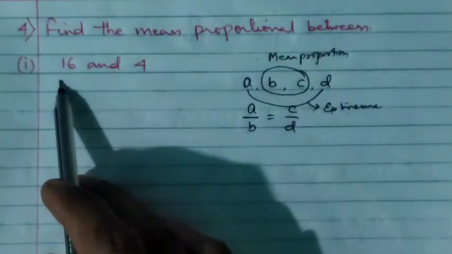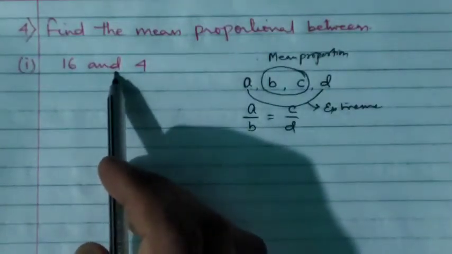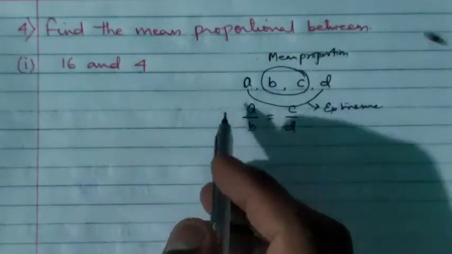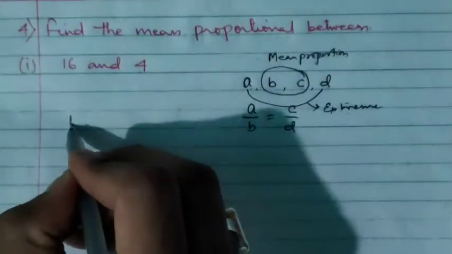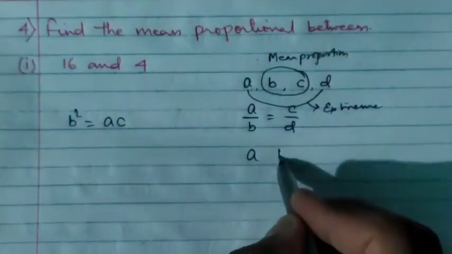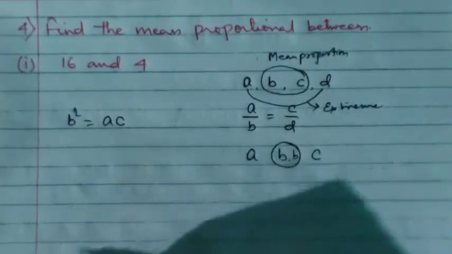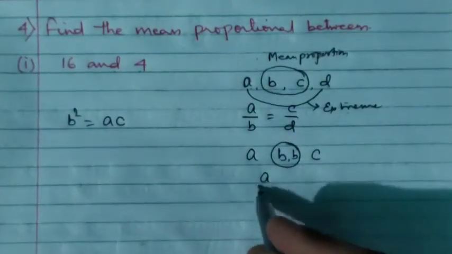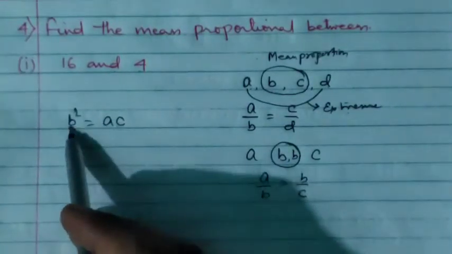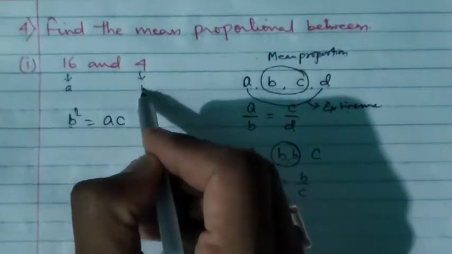Now this question is saying 16 and 4, and we have to find the mean proportional between these two. The question is asking for the middle term. For finding the mean proportional, there is a formula: B square is equal to AC. For calculating the mean proportional, we take A, B and C, where we repeat B twice to make it a mean proportional. Then it becomes A by B is equal to B by C. By cross multiplying, B into B, B square is equal to A into C, AC. Here this is the value of A, this is the value of C.